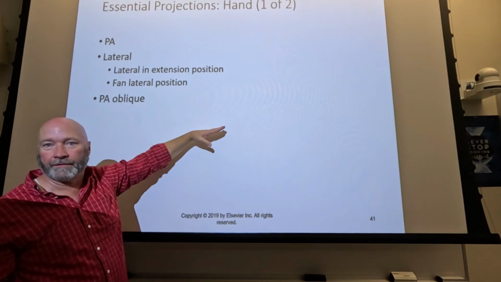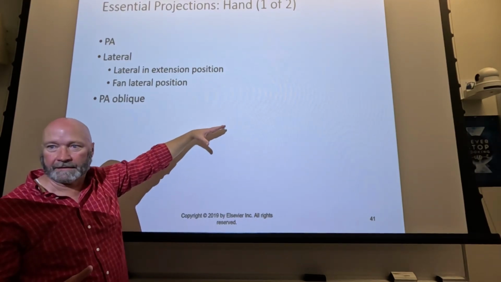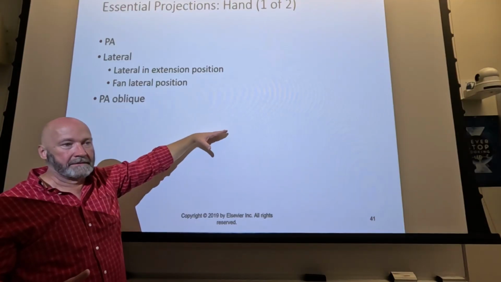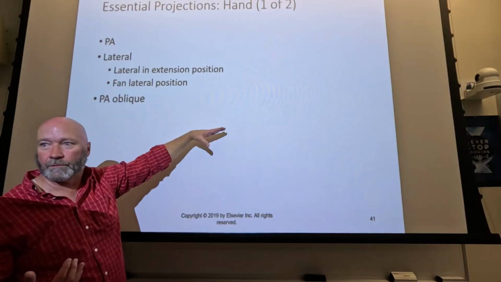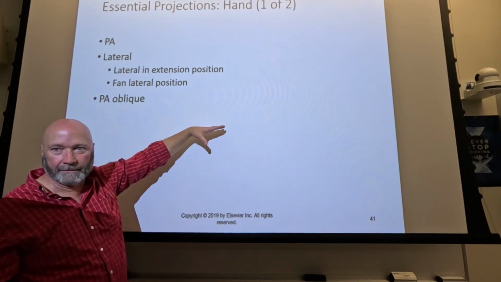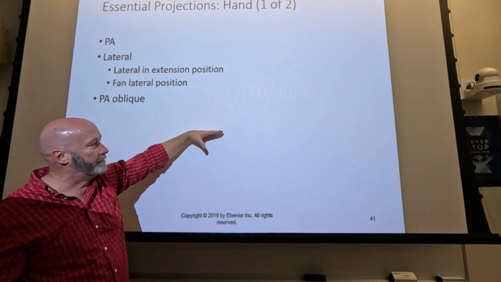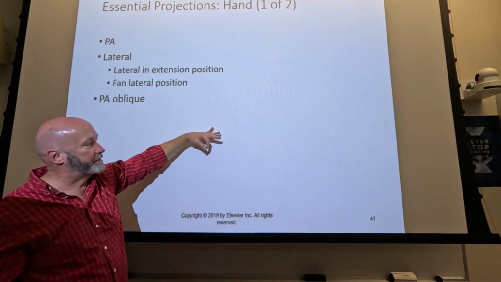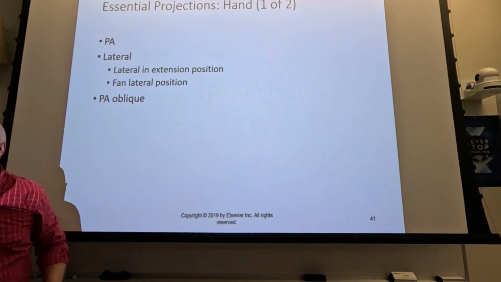So can you move the thumb even if you're doing a lateral hand in extension? The answer is yeah, absolutely can. All right, so get the thumb out of the way, regardless of which way you're going with it. Soft tissue damage, foreign body, this is your go-to move. If you're looking for fractures in individual digits, then you're gonna do the fan lateral. Okay?